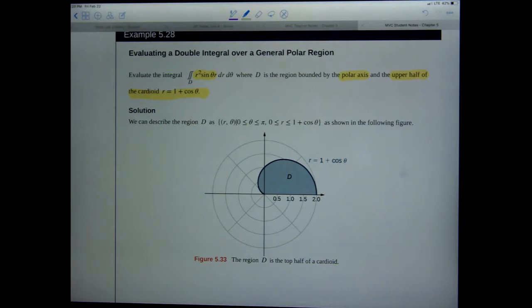If they don't give you a graph or they don't tell you what it looks like, get your calculator, put it in polar mode, graph it. So if you want to do that real quick so you can see what we're talking about, practice going into polar.